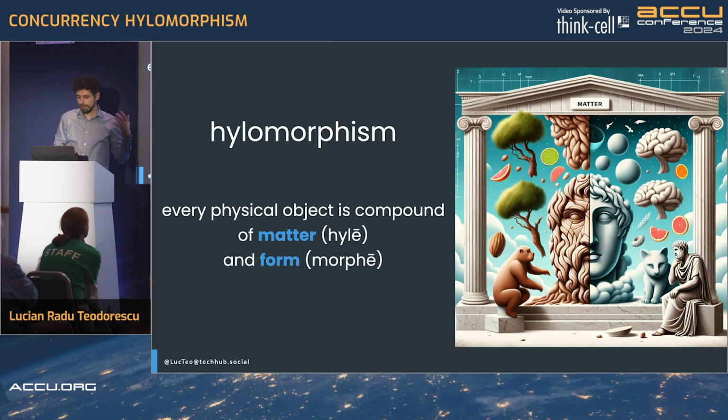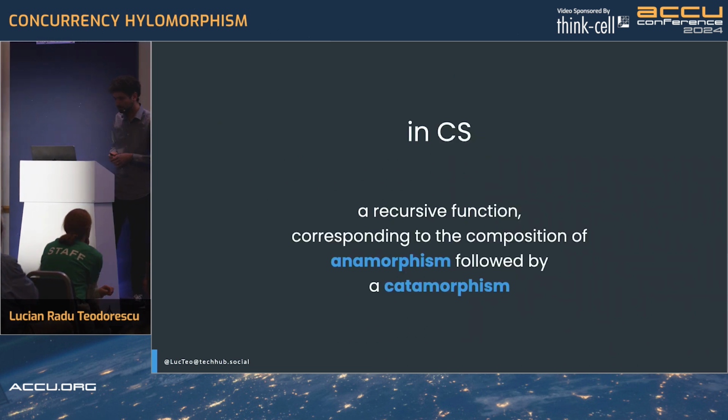He also says that matter is potentiality, so what a thing can be built out of, and the form is the actuality, what the thing actually is. Interestingly enough, he sees the body and the soul as being forms of hyle and morphe. So it's a nice, interesting thing. There's also a term in computer science which represents a recursive function corresponding to the composition of an anamorphism followed by a catamorphism. We're not going to talk about that.